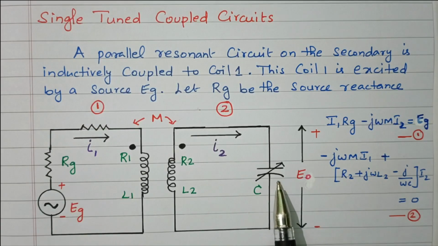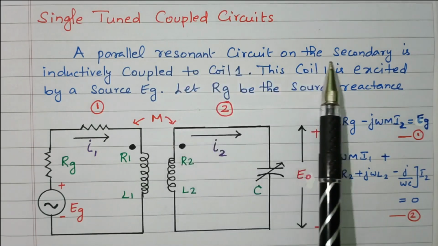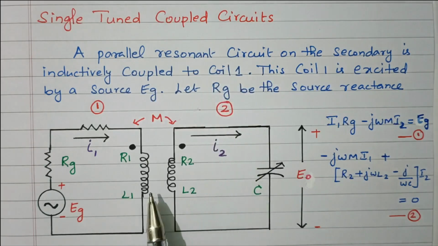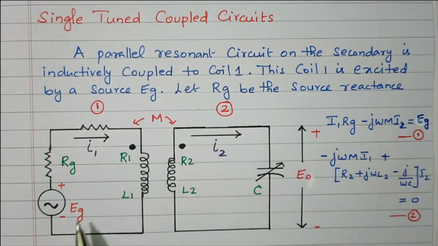Capacitor connected only at the secondary of the circuit. Let us consider this is the parallel resonance circuit having primary and secondary coils. The parallel resonance circuit on the secondary is inductively coupled to coil 1. These two coils are inductively coupled. The primary coil is excited by the source EG.